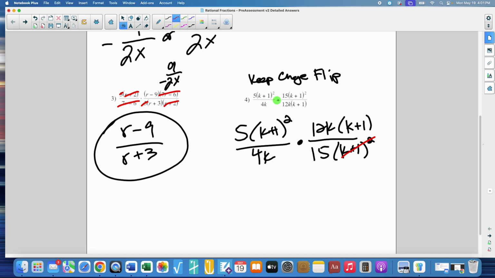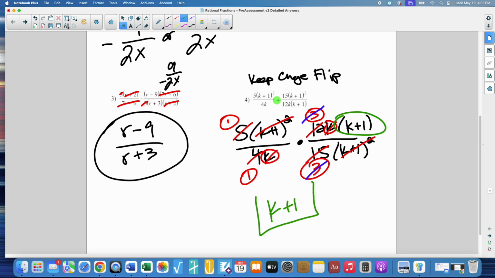So we have k plus 1 quantity squared, k plus 1 quantity squared. That's nice. We have 5 and 15. 5 goes into 5 once. 5 goes into 15 3 times. 4 and 12. 4 goes into 4 once. 4 goes into 12 3 times. We can cancel this k with this k. And then we can actually cancel that 3 with that 3. So what do we have left? The only thing we have left is k plus 1. That would be my answer.